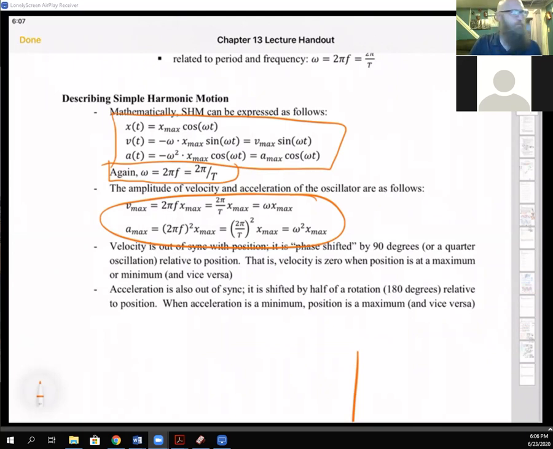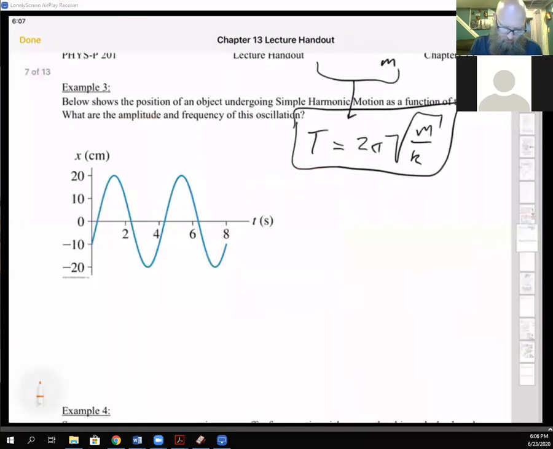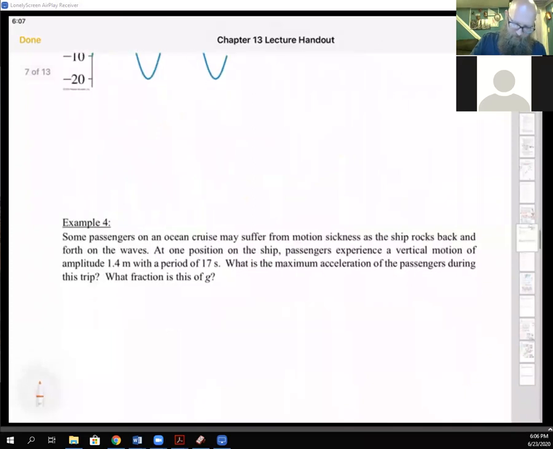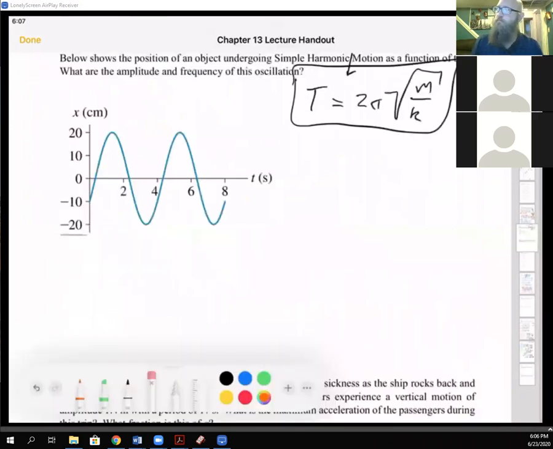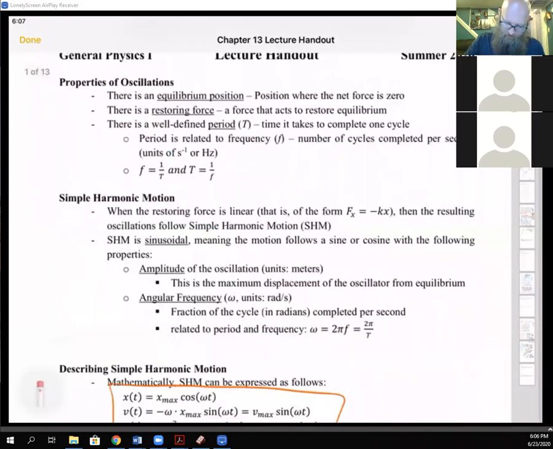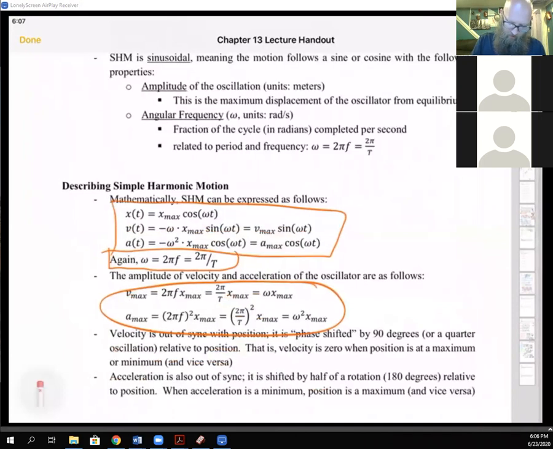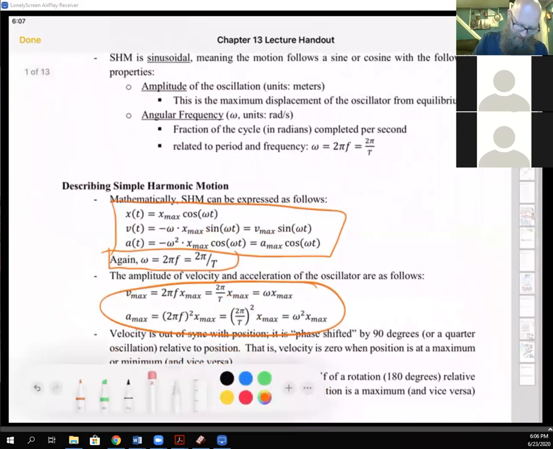Let's do an example. I want to do example number 3. Someone have a question? Yeah. It's more of a conceptual question. Are A and X equal to each other? No, A is acceleration and X is... Or not for that, sorry. Oh, I know what you're saying. You're saying amplitude. Yep, I'm with you.